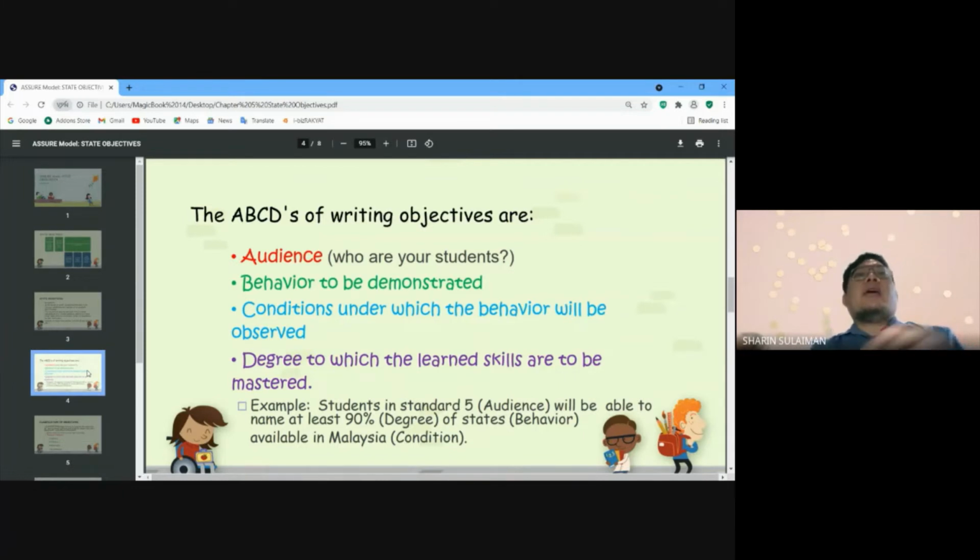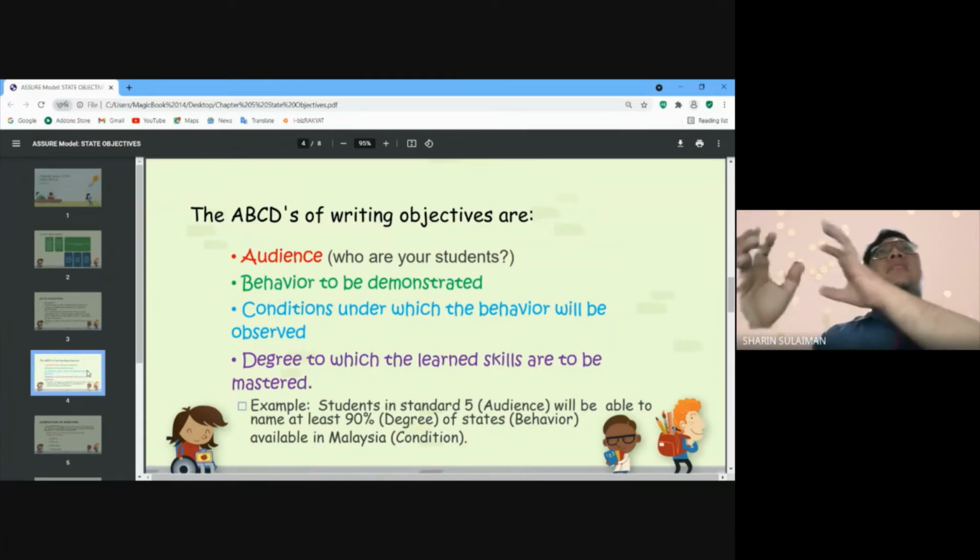All right, the first is audience. In the objective, you have to mention clearly who is going to achieve the objective. For example, at the end of this course, diploma semester 3 students should be able to, like that. Who are your students? That is who will need to do something in order to achieve the objective.